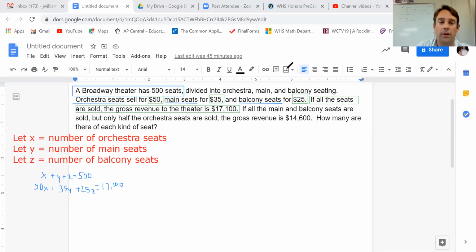How about your last one? Were you able to come up with one of those? So all main and balcony seats, but only half the orchestra seats. That gross revenue would be 14,600. So let's see here. In this one, we'd have half of the orchestra seats. We didn't sell them all. Only sold half of them. But we did sell the rest of them.